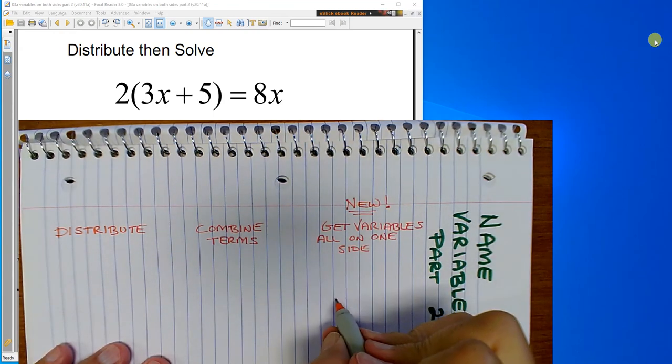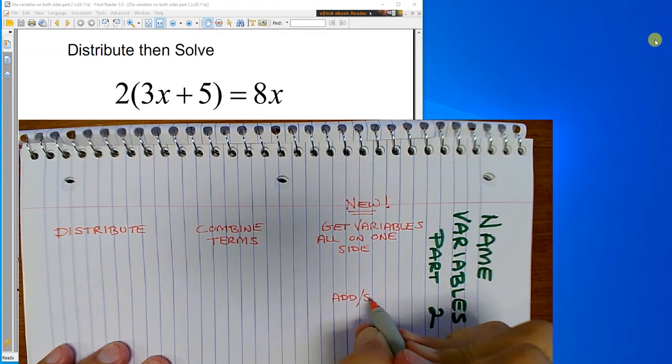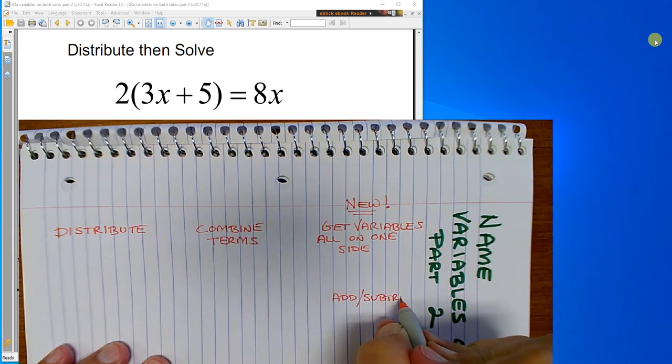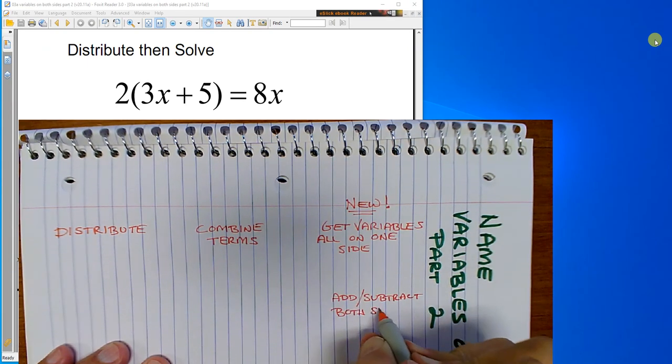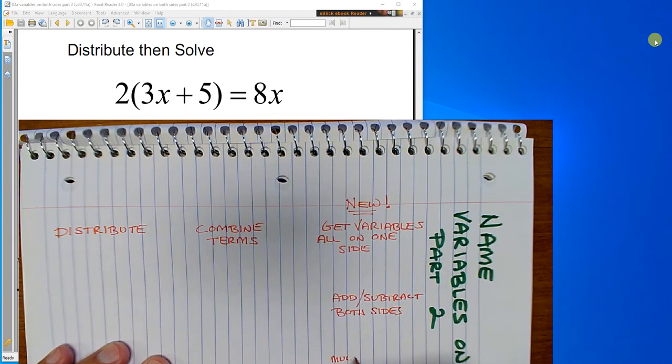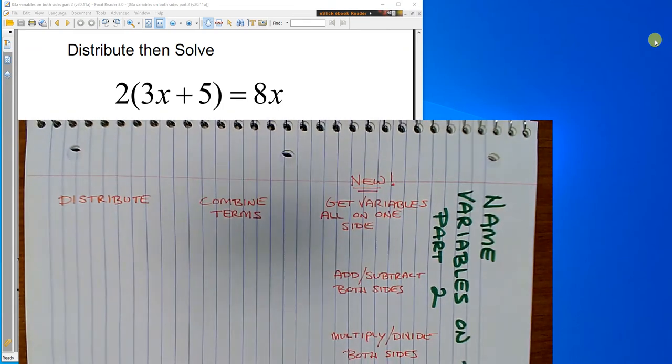Then we're going to go to add, subtract, both sides. And then multiply, divide, both sides. And usually it's just a division step. It's really rare that we do any multiplication. So there's our flow.